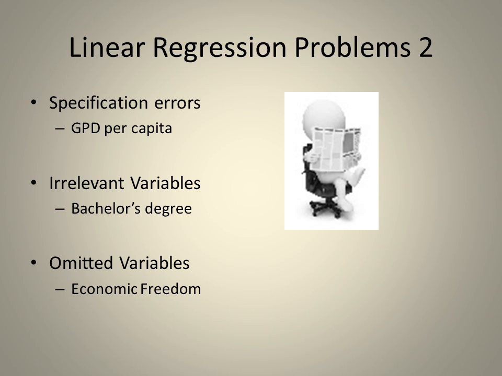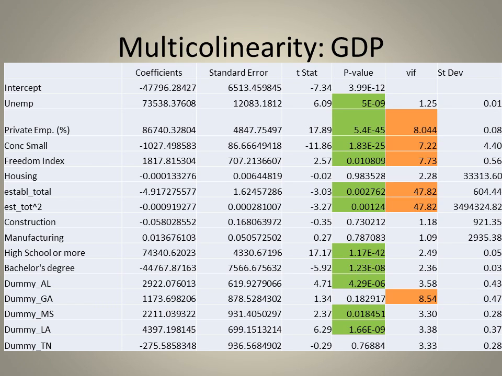My irrelevant variable: I had bachelor's degree in there and high school degree. They were defined by high school degree or more and bachelor's degree or more, so that means they were picking up on each other. So I got rid of bachelor's degree, and again, my omitted variable. After running my new regression, my VIF scores are really far down compared to my old VIF scores.